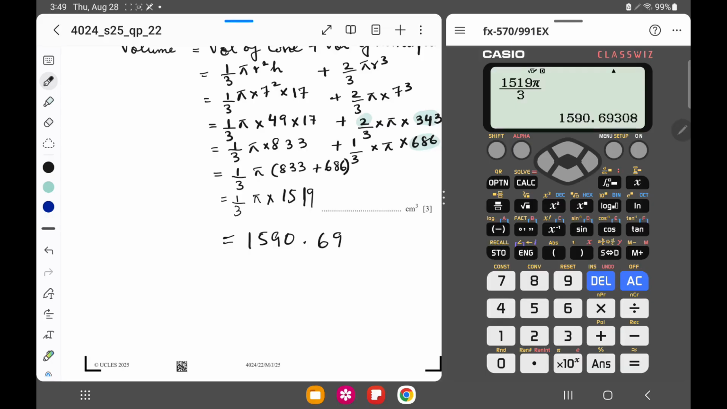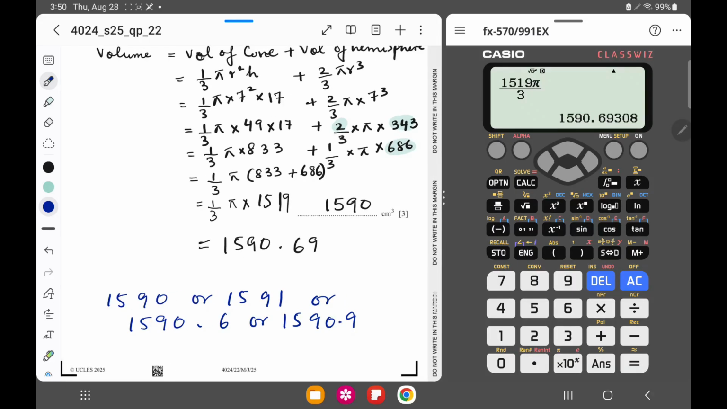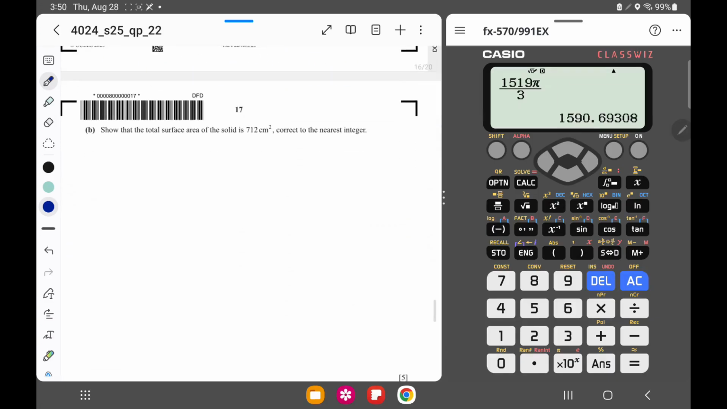So 1590.69, and in integers, if you write down either 1590, okay, in your marking scheme it is given that either you will have 1590, or 1591, or 1590.6, or 1590.9. These answers are acceptable, and it was a 3 marks question, okay? So now move to the next question.